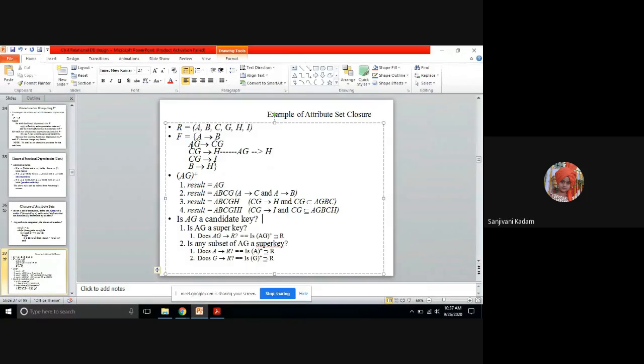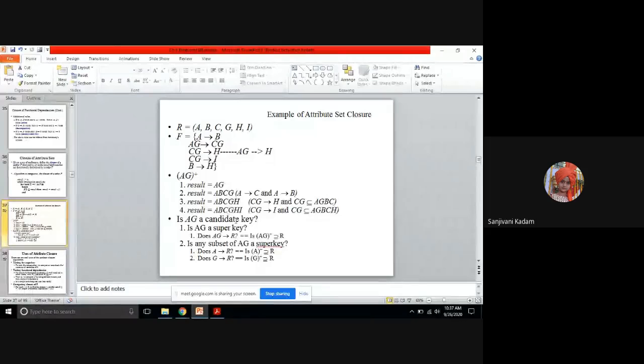Here we calculate the closure of AG. So AG gives us the complete set R, and that's why this is a super key, on which all the attributes depend. So does anybody want me to repeat this?